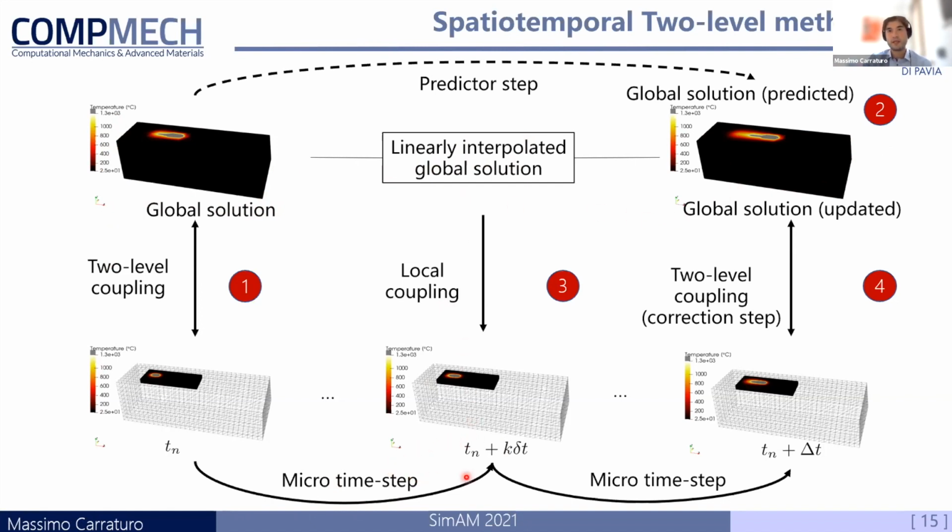Once we have completed the k macro time steps, we again solve the two-level coupling problem in what we call the correction step in order to obtain an updated global solution, such that we can now start again the macro time step scheme.